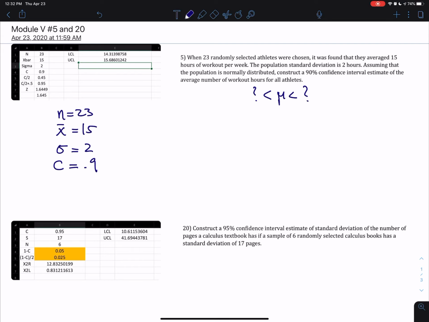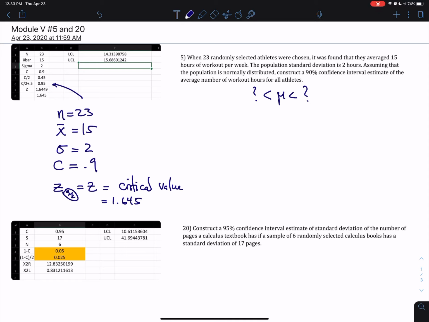Now, if it's a z distribution, you all remember that the z alpha over 2 value, and that's just the notation again, the same thing as the z value, known as critical value here, for 90% is 1.645. So you've memorized this, but you could also achieve it by what you see here.